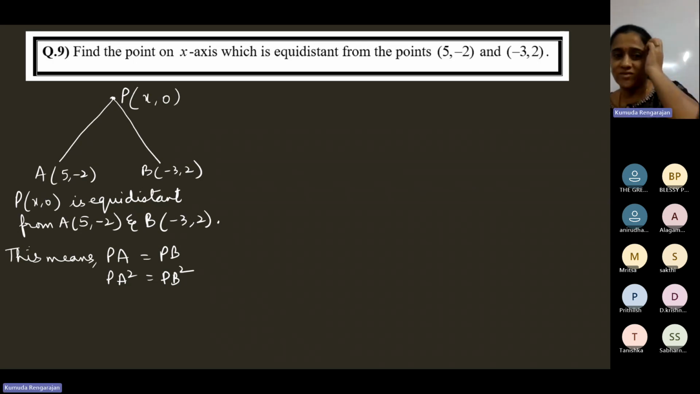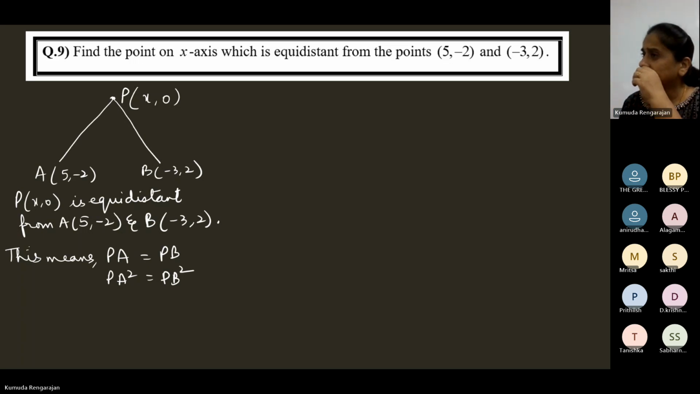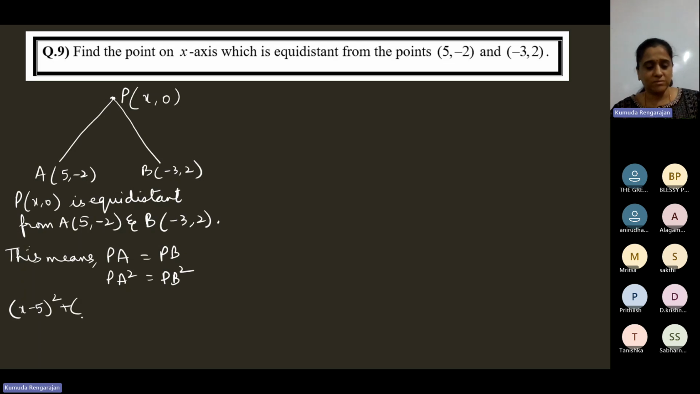Finished? What are the values? Find the point. What's the value of x? 12 comma 0. 1 comma 0. Correct. Got it? Correct. So to find PA square, you should use the points P and A. Don't put the square root symbol. Subtract the x coordinates. So x minus 5, the whole squared plus. Subtract the y coordinates. So it will be 0 minus minus 2.